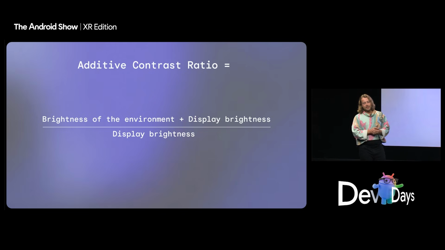We make this decision because the environment around us is constantly changing in brightness as well as color, which also changes all of our assumptions about visual contrast. The perceived brightness of content is an equation that solves for additive contrast ratio. This equation just takes into account the brightness of the environment as well as the brightness of the display.